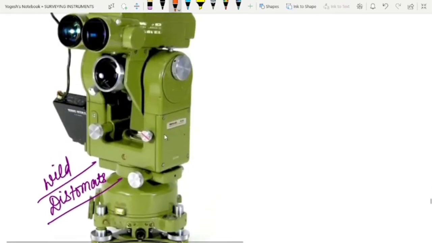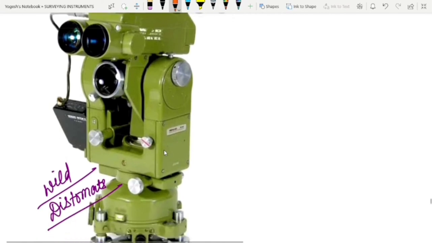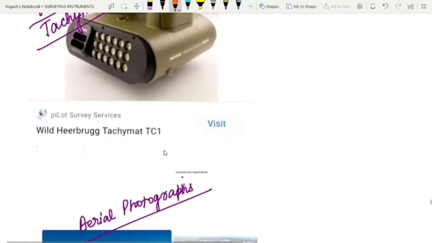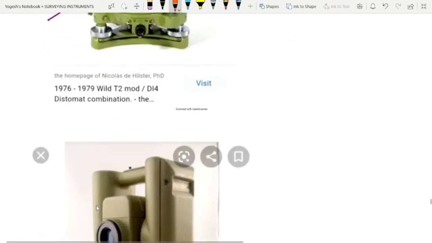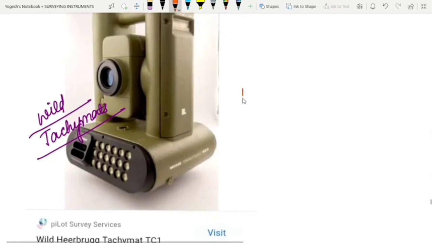These are Wild instruments having a range of 2 to 4 kilometers or 2 to 5 kilometers, and Wild tachymeters also have a range of 2 to 5 kilometers. This is the Wild tachymeter. So Wild tachymeters and Wild instruments have a range of 2 to 4 kilometers, less than or equal to 4 kilometers.